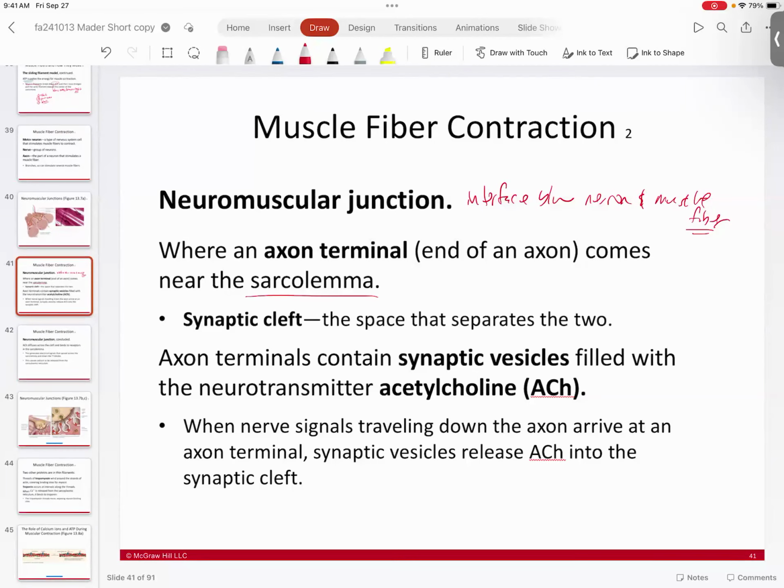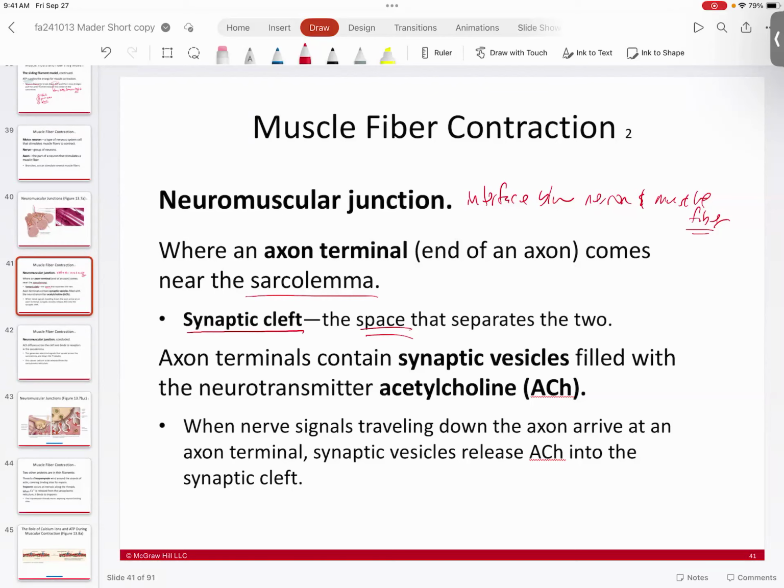It doesn't actually make contact. There's actually a little bit of a gap between the axon and the muscle, the target, or the sarcolemma. We call that the synaptic cleft. So this is basically a space that separates the two. So what we have to do is get the signal across that space so that we can get that to the target cell, in this case, the muscle cell.